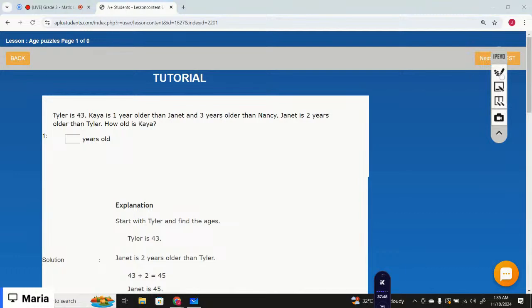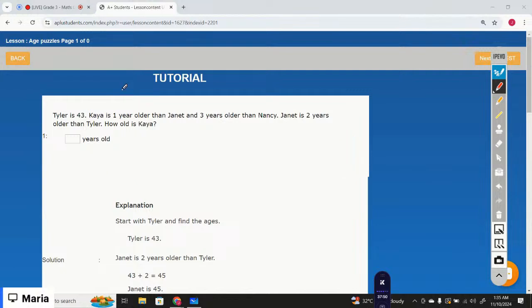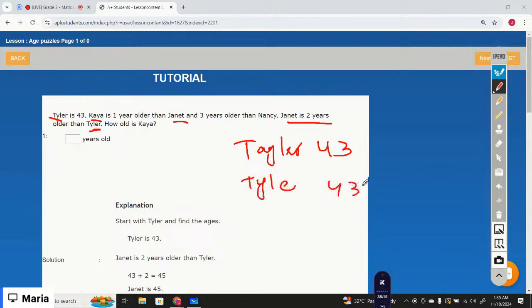You need to find the age of Kaya, right? Okay, so you are given the age of Taylor. Kaya is 1 year older than Janet. We also don't know the age of Janet. And 3 years older than Nancy. Janet is 2 years older than Taylor. Taylor is 43, right? Janet is 2 years older. 2 years older means add 2 to the age of Taylor, right? That is 45. That means Janet is 45.